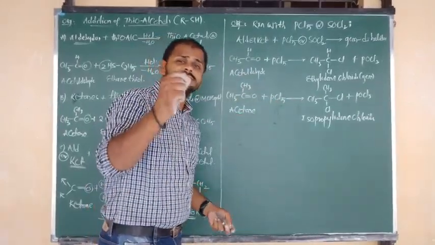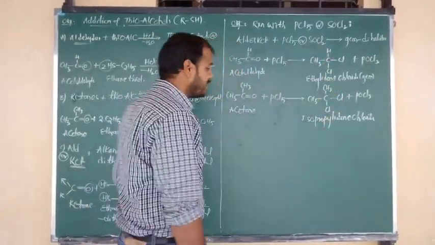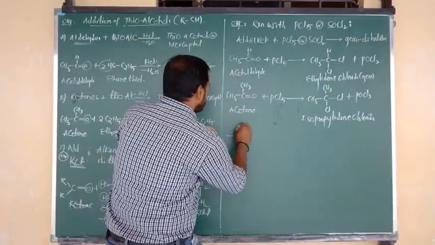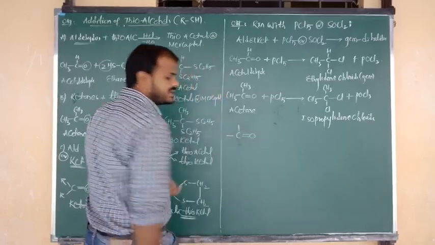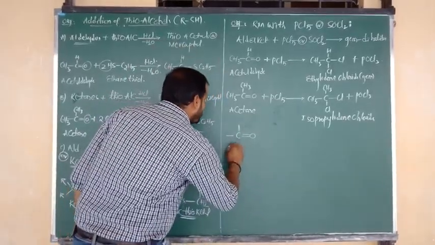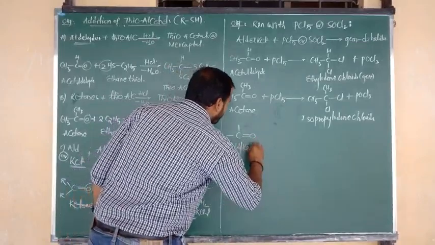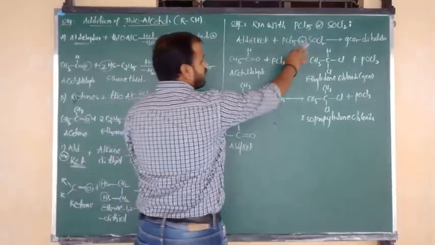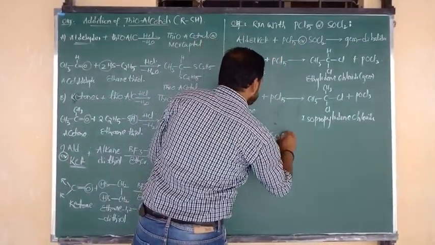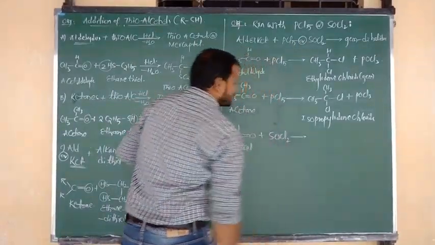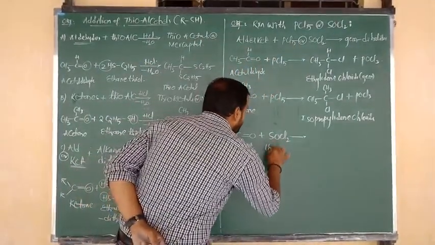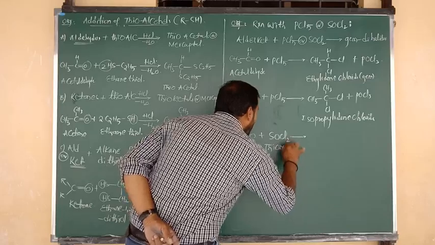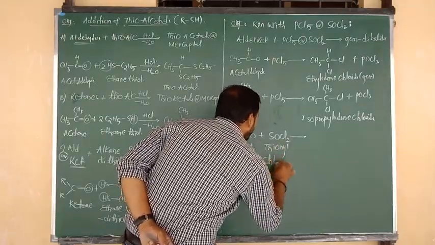One short statement I am going to show you for thionyl chloride. C double bond O, again bonded to C double bond O. This is the common formula of aldehydes and ketones. They can show a reaction with SOCl2. What is meant by SOCl2? That is nothing but thionyl chloride.